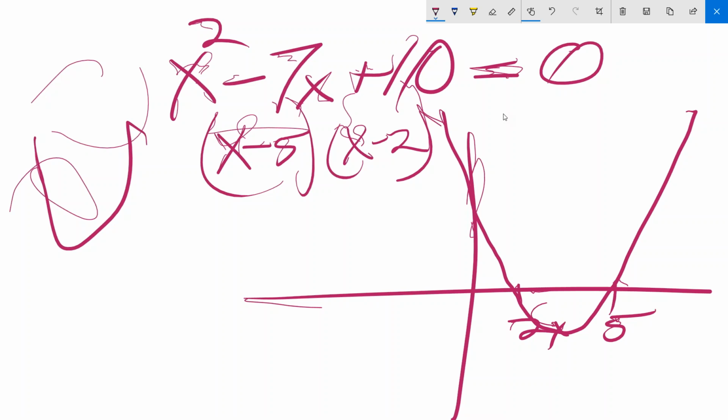Now, there is another very important point, which is the vertex. But so far, you haven't asked me where the vertex is. That's a whole nother issue. Yeah, because I was just about to ask that.